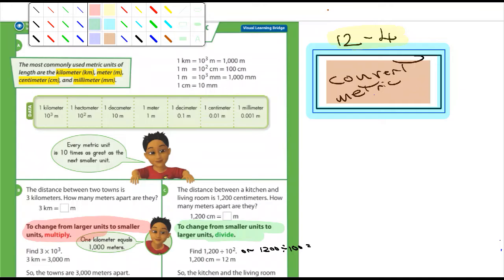Now, this is something you're going to refer back to, this chart here, quite a bit in this lesson and in subsequent lessons. Now, this is how this works. Just so you know, 1 meter is really close to a yard. It's about from the doorknob down to the floor.